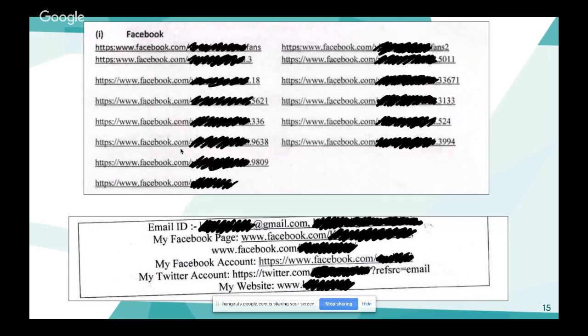There is another candidate who, when asked for a Facebook account, has given so many Facebook accounts. I actually went and checked each of the Facebook URLs, and except for three or four, none of the pages exist as of now. But this is the information that the candidate has actually filled in the ECI affidavit form. The one at the bottom is an email ID, Facebook page. The important one there is my Twitter account. It says twitter.com?REF=email, so that's probably a referral URL from the email, and then they just took the URL from the browser and put it here.